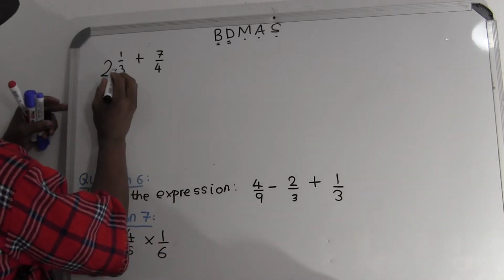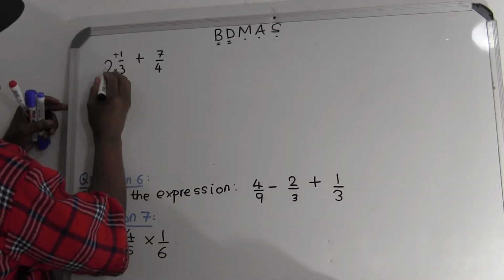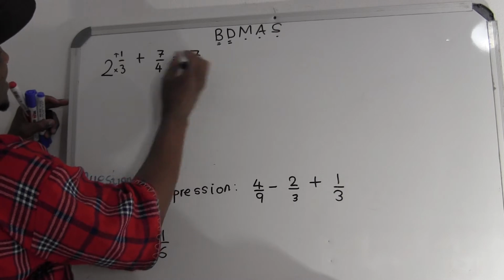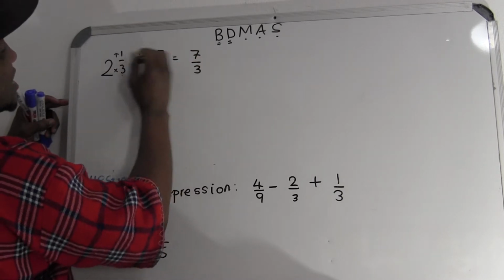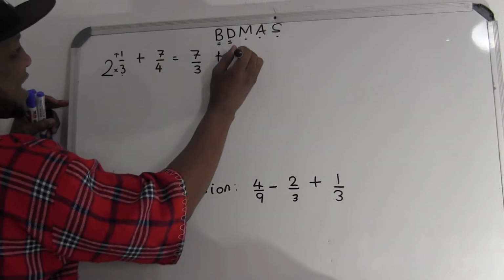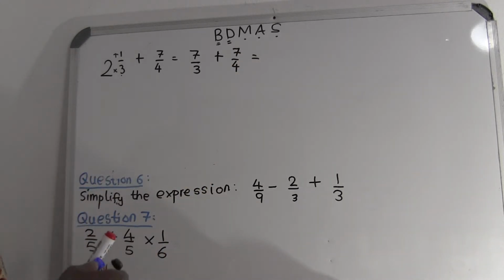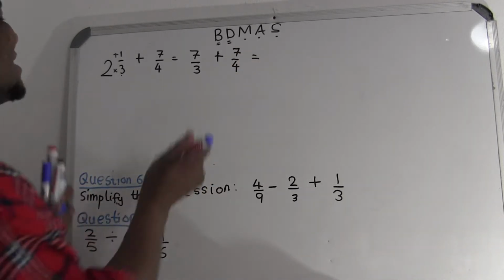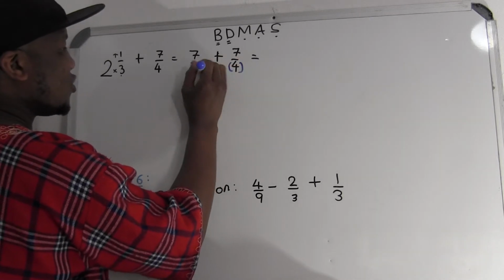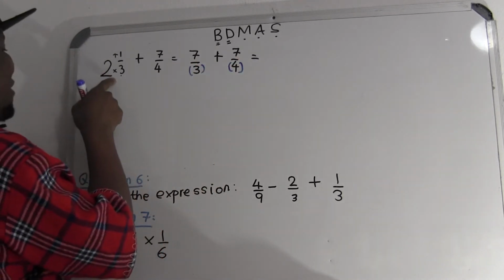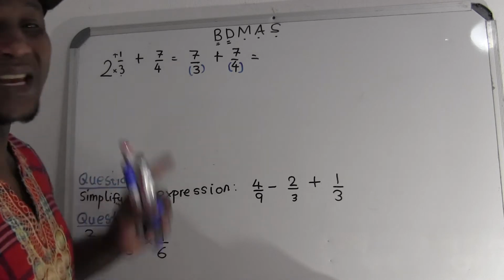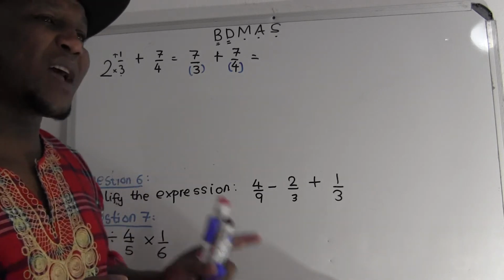Now, I'm going to multiply here, I'm going to add. 3 times 2 equals 6, 6 plus 1 equals 7. It's going to be 7 over this number, which is 3. So we plus here, we have a 7 over 4. Then you look at the denominator. If you have a mixed fraction, excuse me, it must be in improper. Most of the time, they encourage you to change to improper.